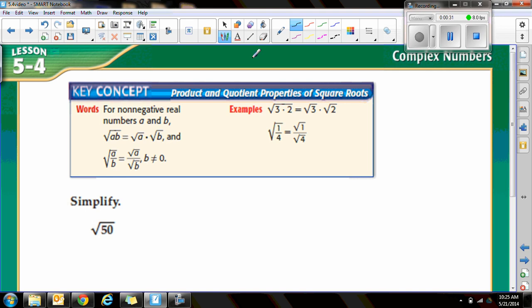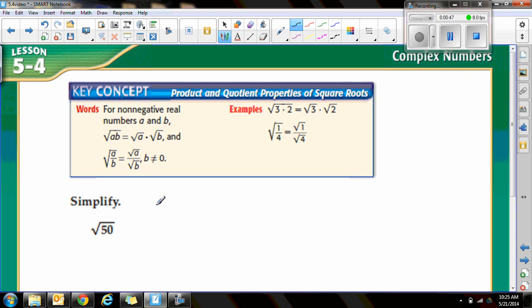Quick refresher here. Our product and quotient properties of square roots. If you have the square root of a times b, that's equivalent to the square root of a times the square root of b. Same thing can be done with division. So the square root of a divided by b is the square root of a divided by the square root of b, provided b does not equal 0.